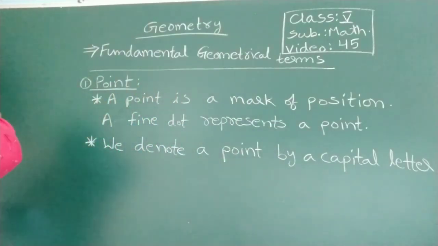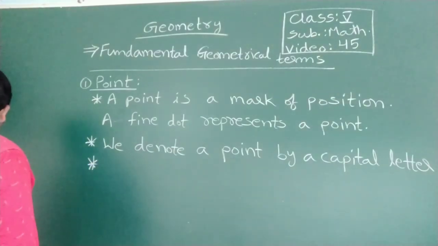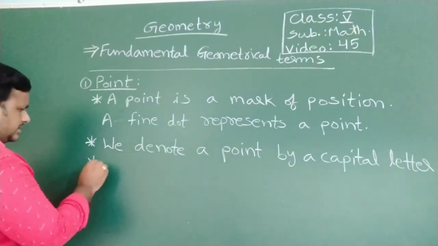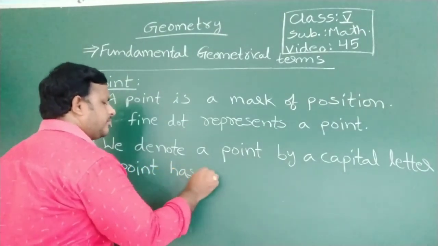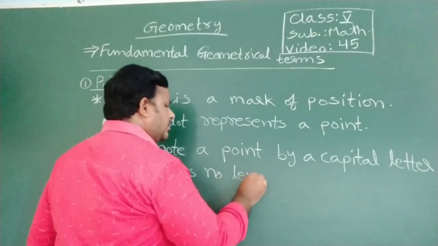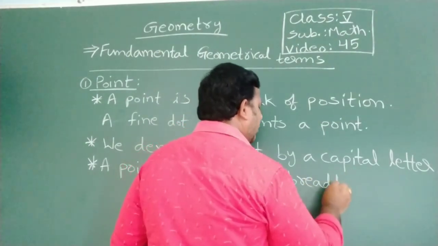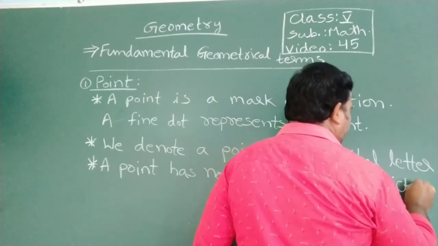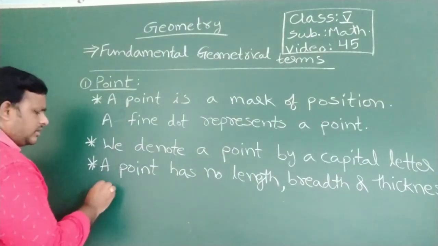What are those capital letters? A, B, C, D and so on, 26 letters are possible. Right? And one more point here is a point has no length, breadth or thickness. Length, breadth or thickness. Understood?